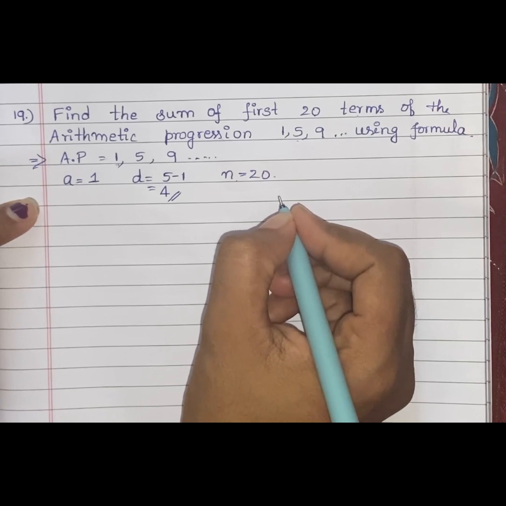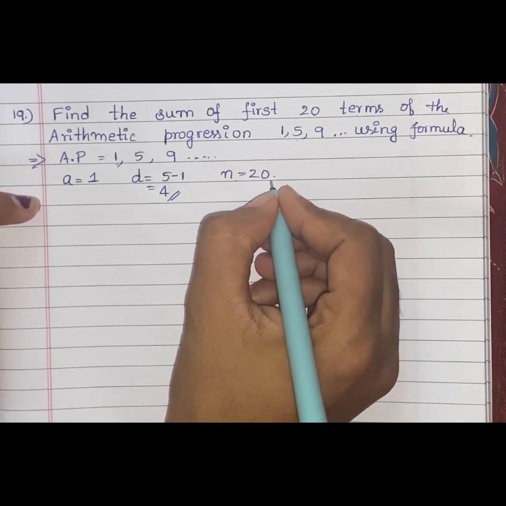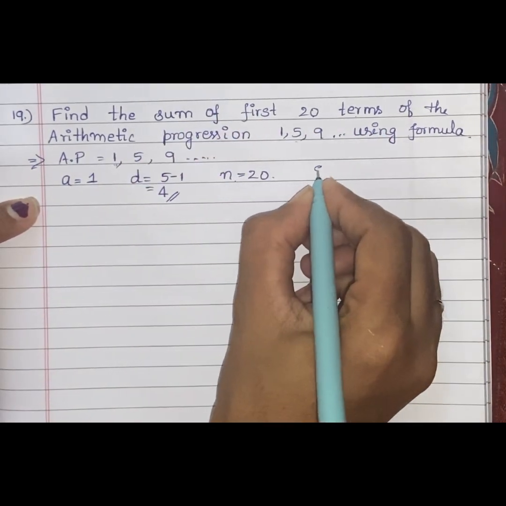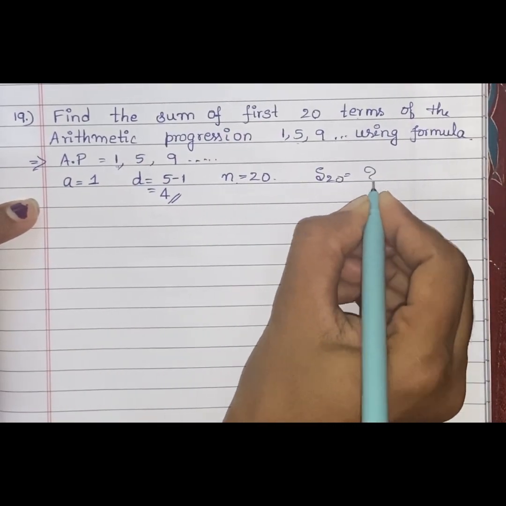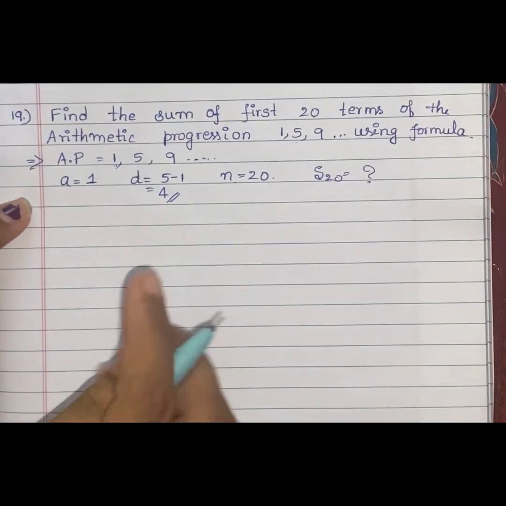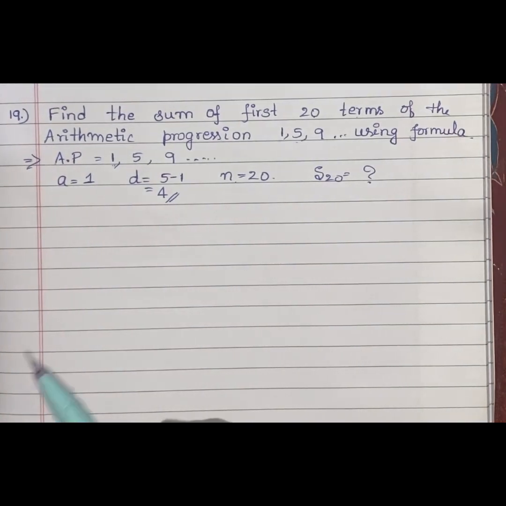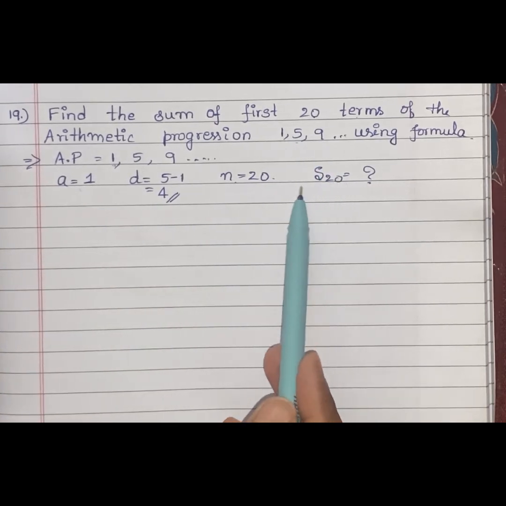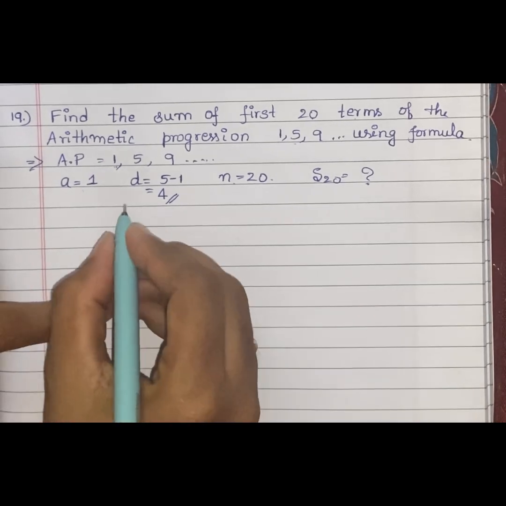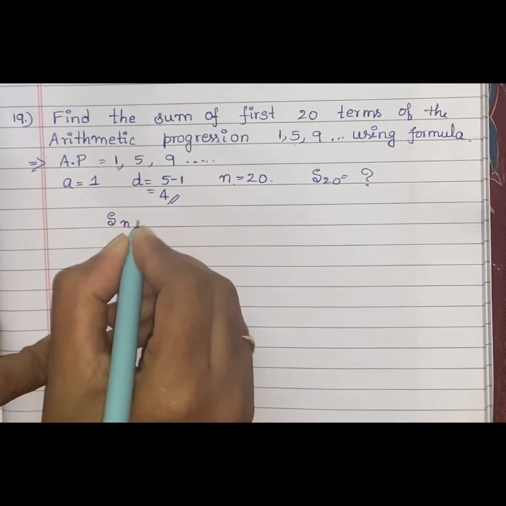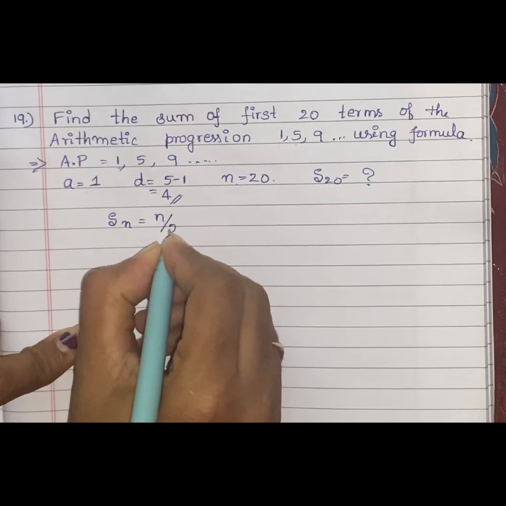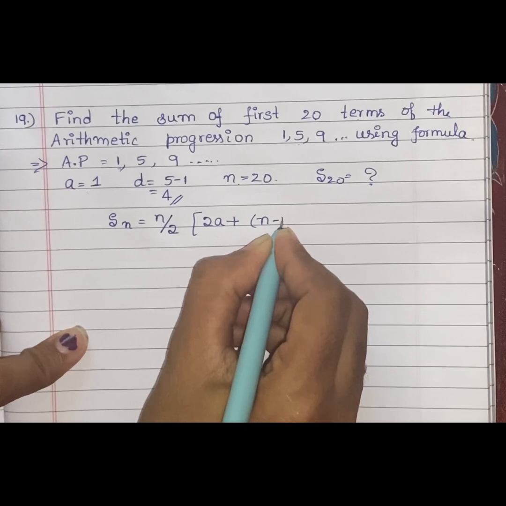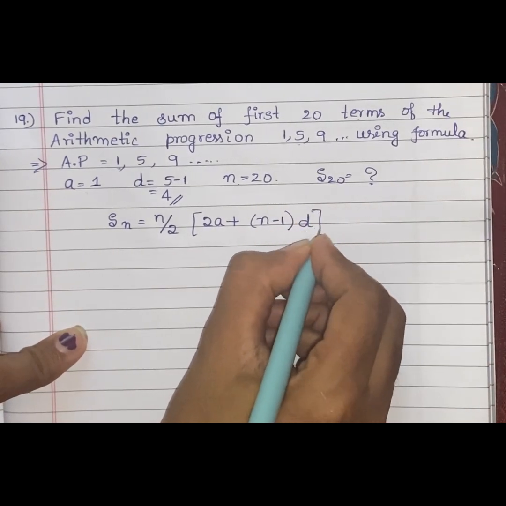Okay, n is 20. So what did they ask us to find out? The sum of first 20 terms, that is nothing but S20. This is the data they asked us to find. So now we need to find a formula which has these values and which helps us to get this data. So we have one formula for this, that is Sn is equal to n by 2 into 2a plus n minus 1 into d.